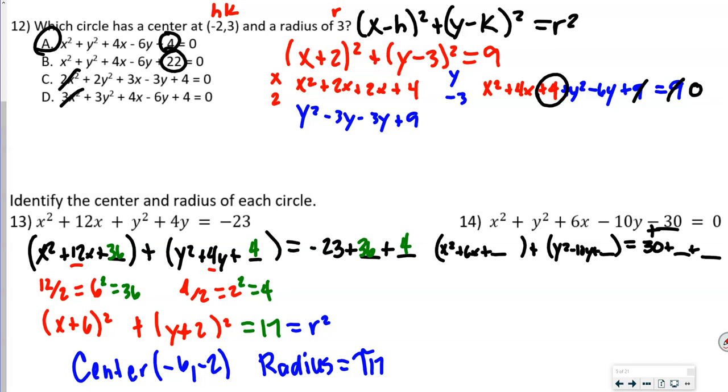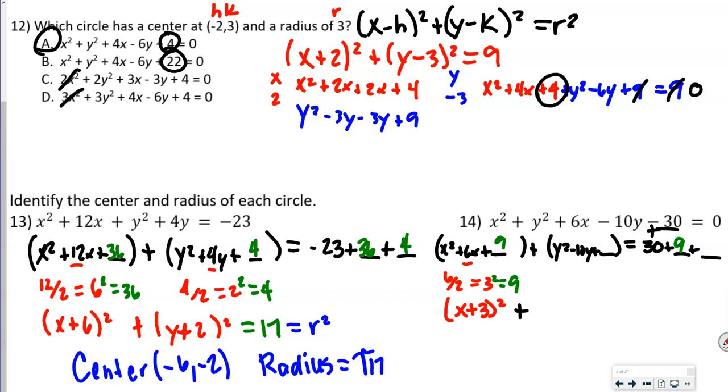So again, we're going to take our 6 right here, divide it by 2. That's going to give us 3. So that's going to be x plus 3 squared. We're going to square that and put it back up in that blank. Okay. And again, do that on the other side as well.